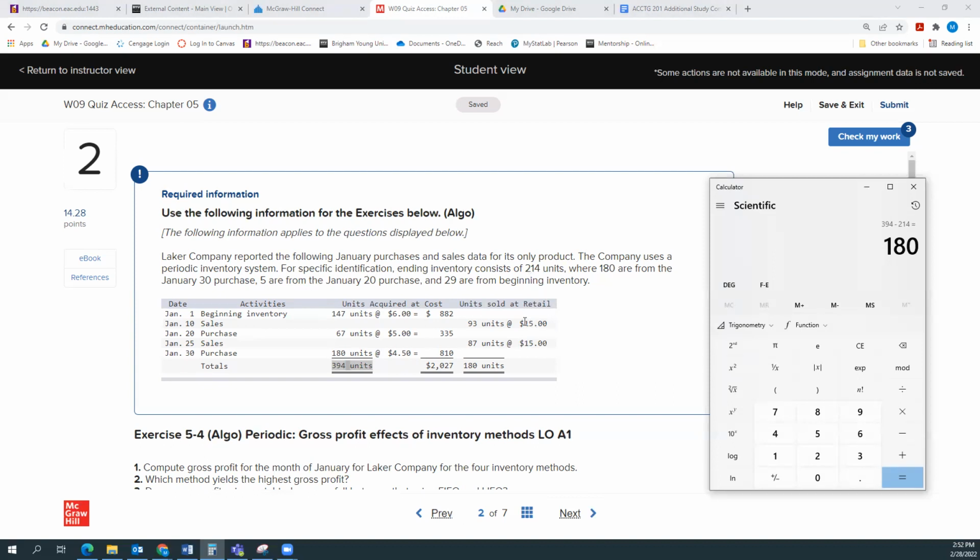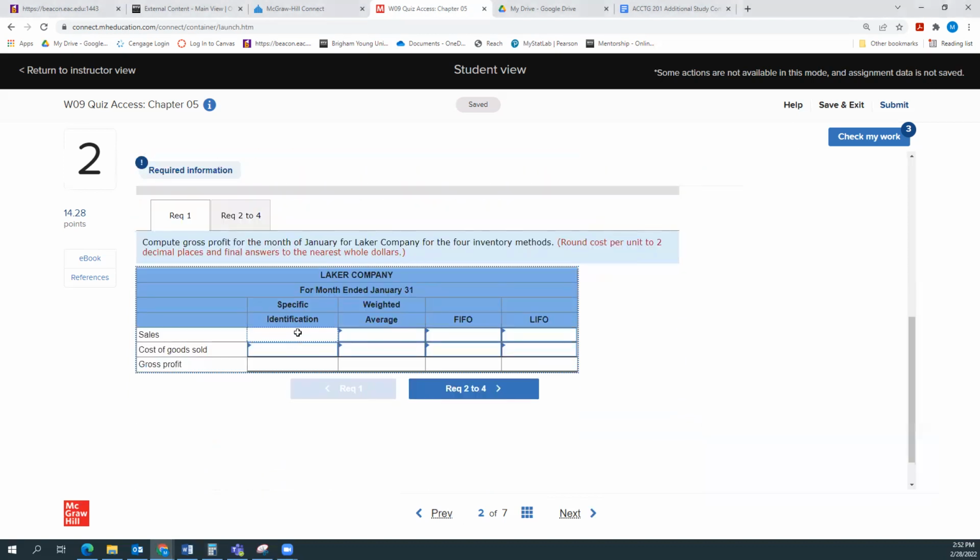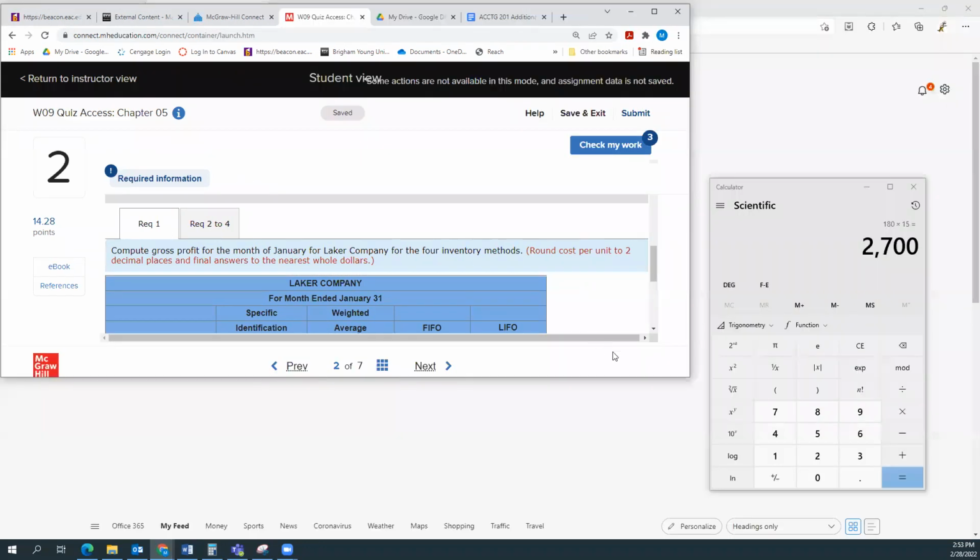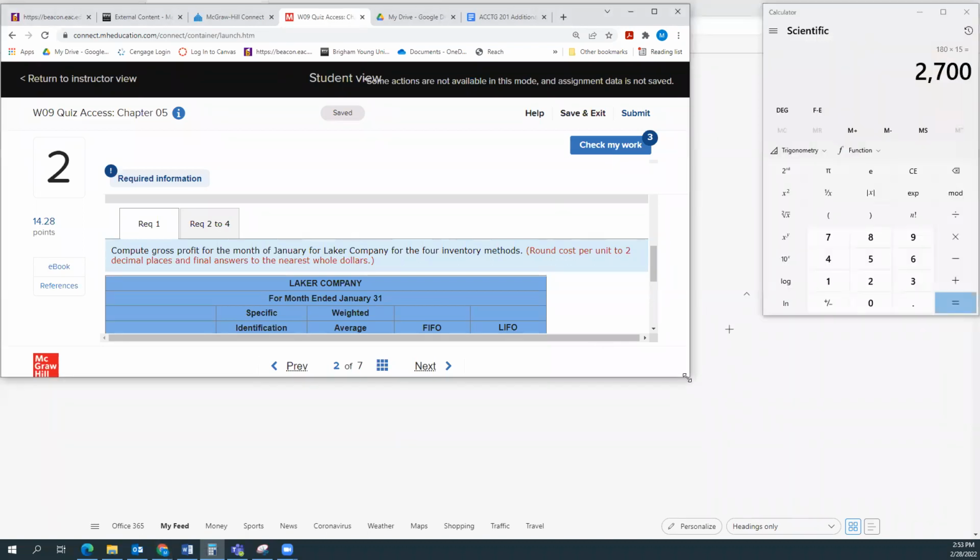And then it tells us that our retail price for the units we're selling is $15. Oh, it also just tells us right there, 180 units sold. So 180 units times $15 per unit, which means we'll have sales of $2,700. We can put this right here for all of them. And then we'll use these different methods to estimate our cost of goods sold, and ultimately to calculate our gross profit.